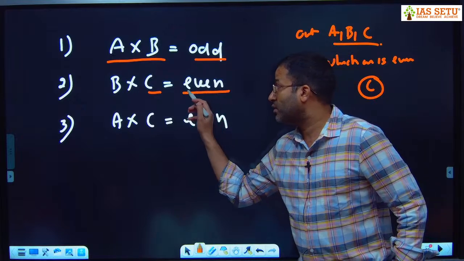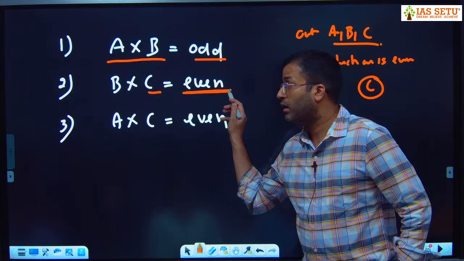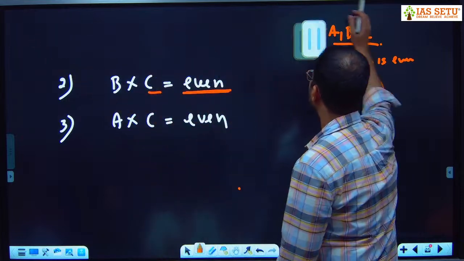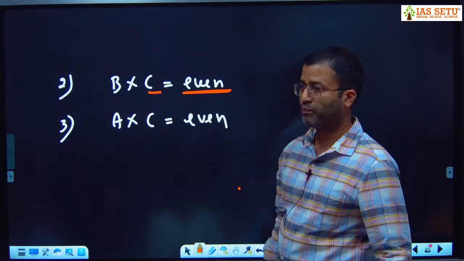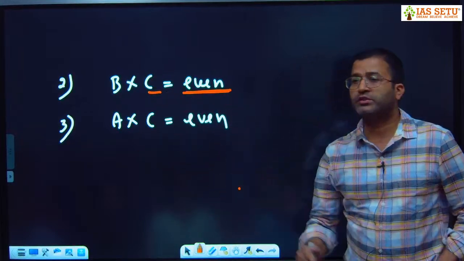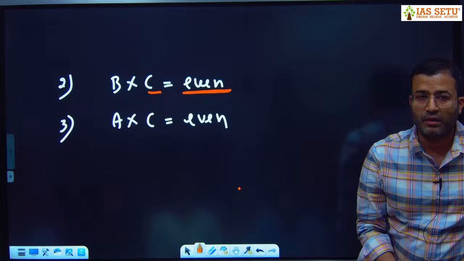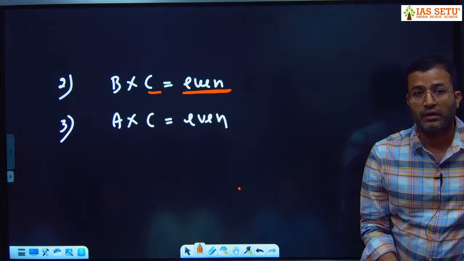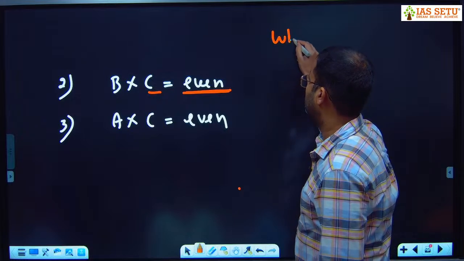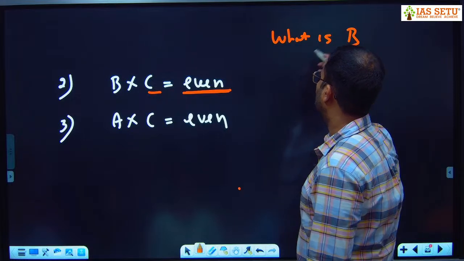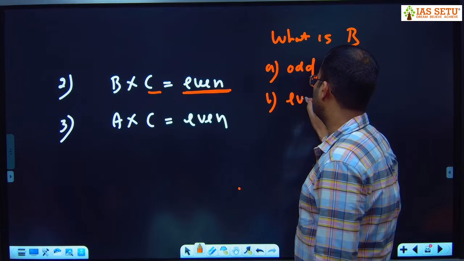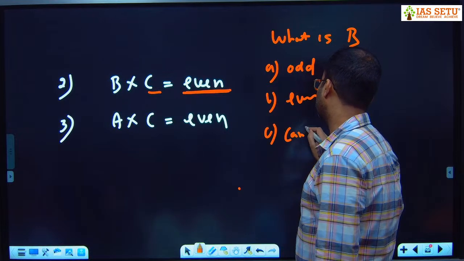See here, you see even. Okay, based on statements 2 and 3, B into C is even, A into C is even. Tell me, what is B? Odd, even, can't say?